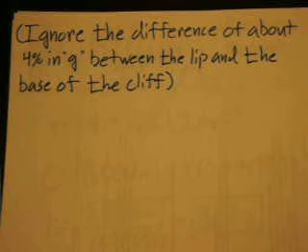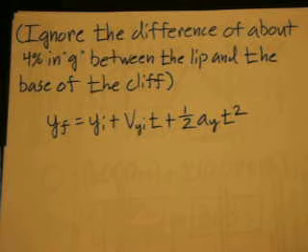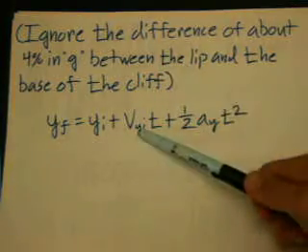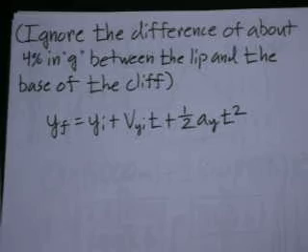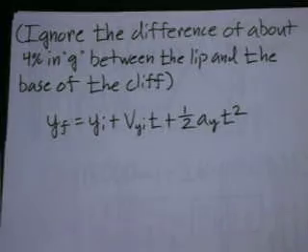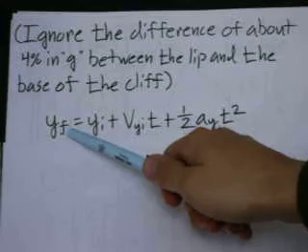To solve for the time in this problem, we use the kinematic equation that states that the final y position equals the initial y position plus the initial velocity in the y direction times time plus 1/2 the acceleration in the y direction times t squared, which is time. This term drops out immediately because there is no initial velocity in the y direction, since it's a free fall problem. I called the top of the cliff my initial position, and the bottom of the cliff is my final position.